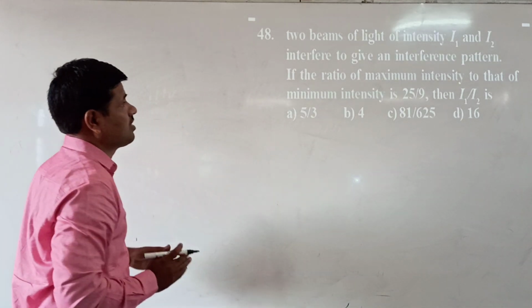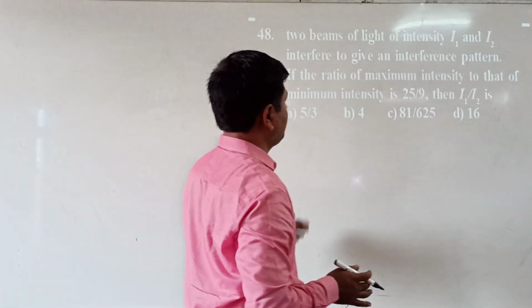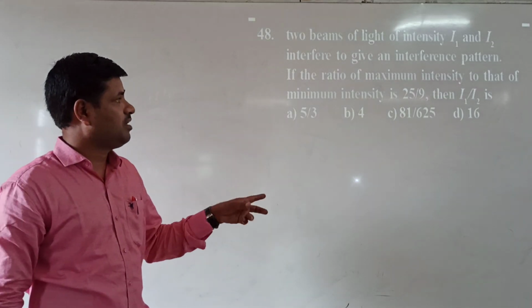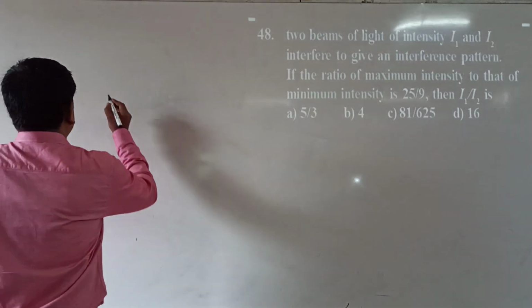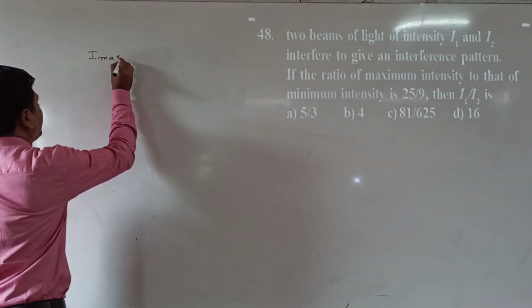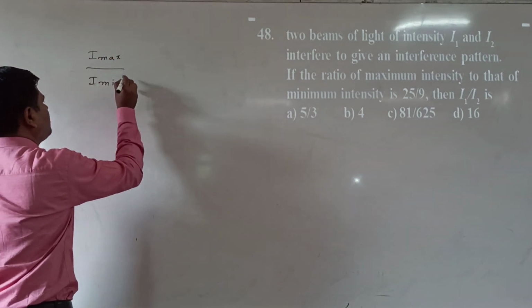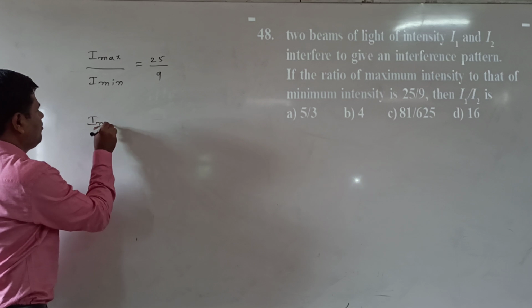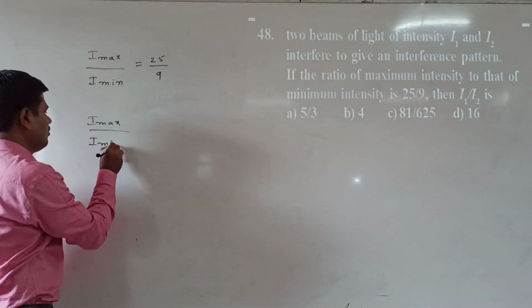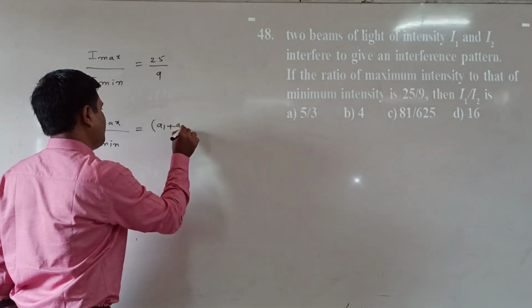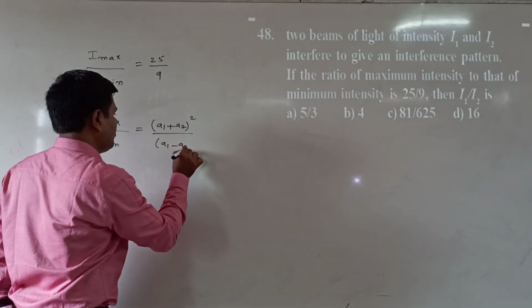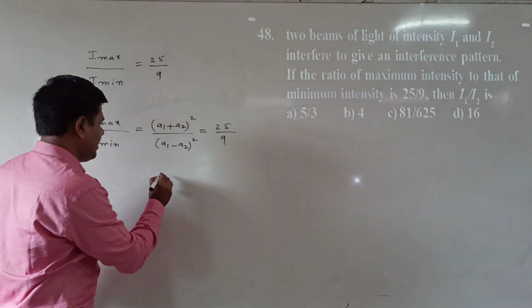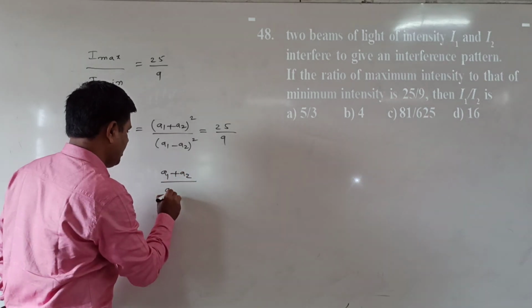Next we come to question number 48. Two beams of light of intensities I1 and I2 interfere to give an interference pattern. The ratio of maximum intensity to minimum intensity is given as 25 by 9. So I max by I min is equal to 25 by 9. We know the formula in terms of the amplitudes: I max by I min is equal to A1 plus A2 whole square by A1 minus A2 whole square, which is 25 by 9. From this we can write A1 plus A2 by A1 minus A2.